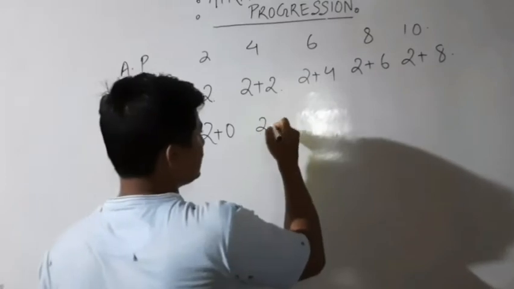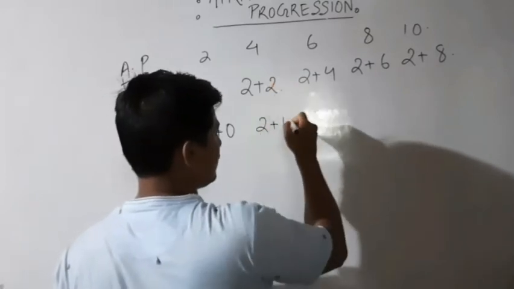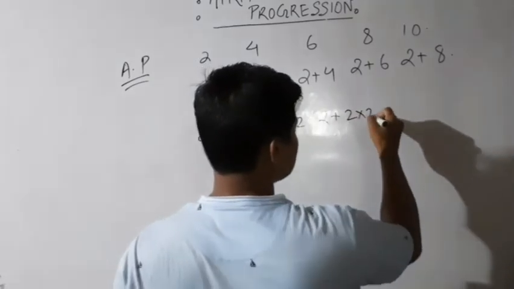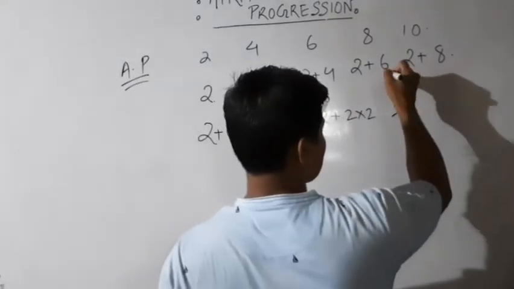Now here also, in place of this 2 I can write 1 into 2. In place of this 4 I can write 2 into 2. In place of this 6, I can write what?